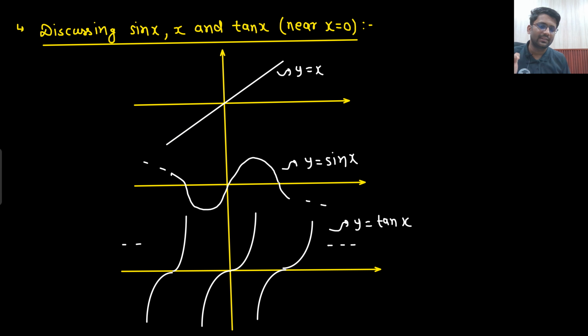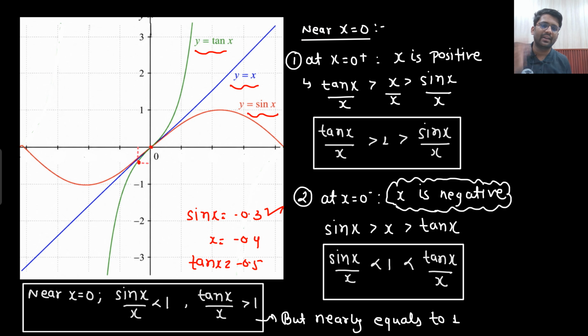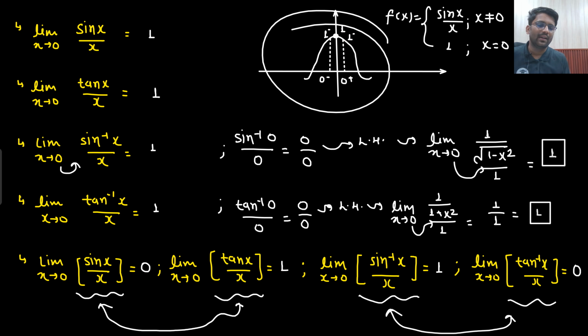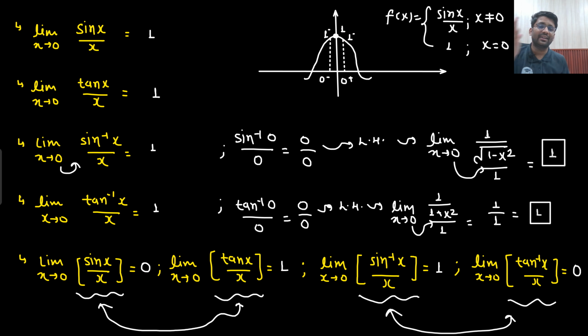Which discussion? This discussion, a very important discussion: sin x, x and tan x. Sir, when I draw the graph, I got to know that tan x by x is greater than 1 and sin x by x is less than 1. All I need to do is remember this particular graph. I will remember sin x by x is somewhat lesser than 1. If I remember this, then I would remember tan x by x is somewhat greater than 1. Then sin inverse x by x will follow the opposite of sin x by x, that means it will be greater than 1. Tan inverse x by x will follow the opposite of tan x by x, that means it will be less than 1.